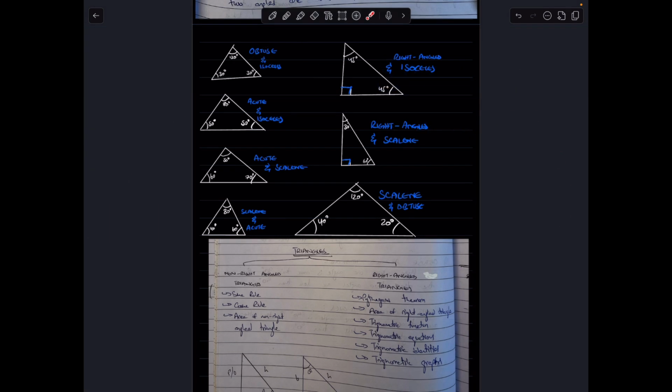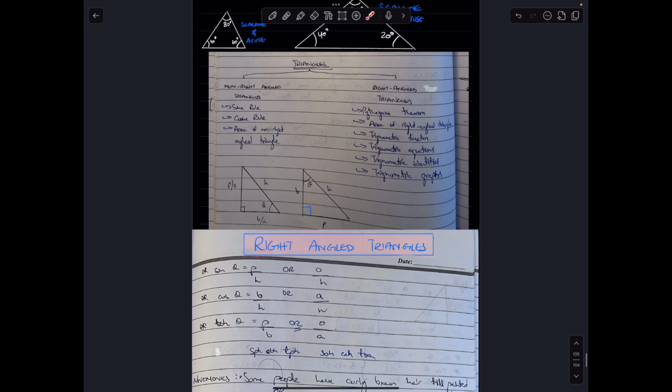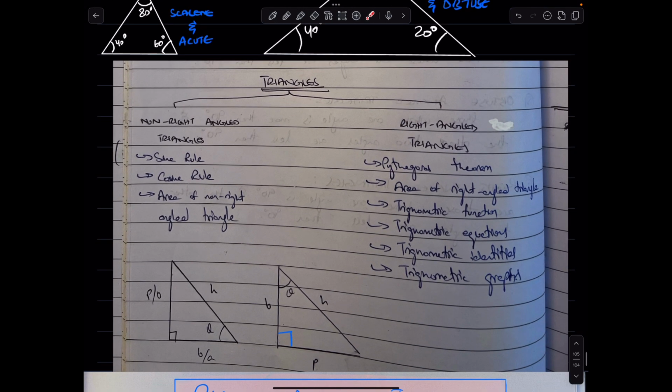So now you guys should appreciate the fact that there is always an overlap between the categories. Thus, triangles are often broadly categorized only as right angle triangles and not right angle triangles. When we talk about right angle triangles, we will talk about Pythagoras theorem, that is, hypotenuse squared is equal to perpendicular squared plus adjacent squared.